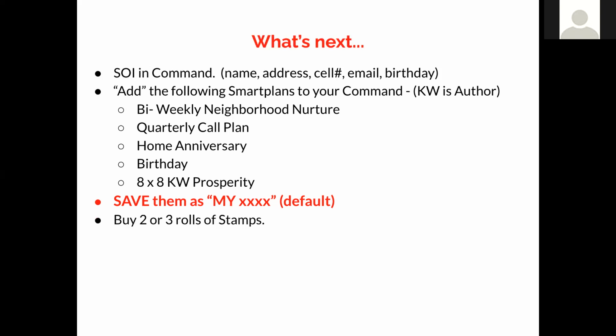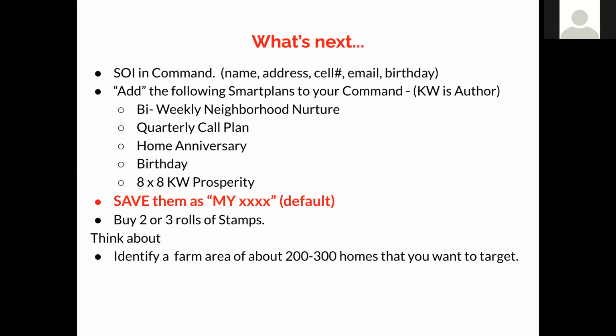I need you to buy 2 or 3 rolls of stamps. You are going to be sending items in the mail to your customers and clients. I need you to think about a couple of other things as well. I need you to think about a farm area of 200 to 300 homes that you want to target. You can talk to your field coach about this. You could talk to the lead gen coach about it. We will be discussing it in the week where we're talking about setting up the 12 Direct.